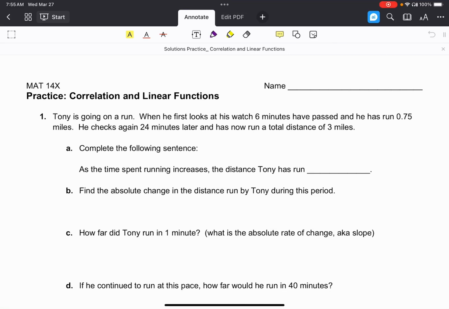All right, this video is going to walk through the first two problems on our practice correlation and linear functions homework. And so let's just dive right into number one. So we have Tony going on a run.